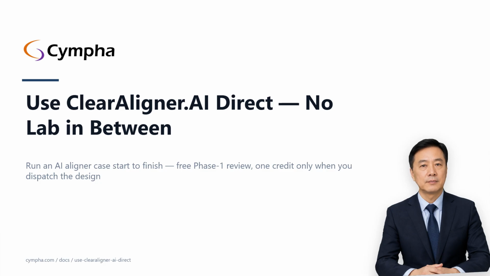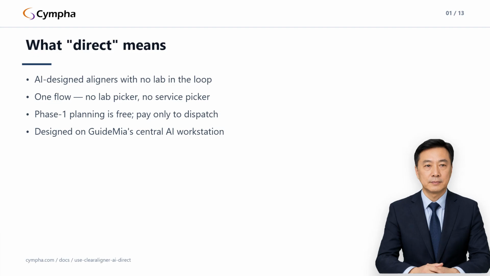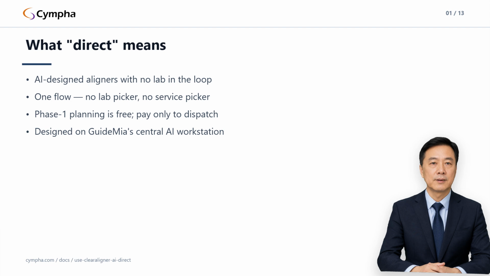Let's define direct. In the regular flow, you pick a lab, the lab triages your case, and someone, human or bot, designs under that lab's roof. clearaligner.ai removes the middle entirely. Your case goes straight to Guide Mia's central AI workstation, gets planned there, and comes straight back to you. The form is single flow, no lab picker, no service picker, no payment handshake with the lab, and the cases live in their own category with no lab assignment at all.